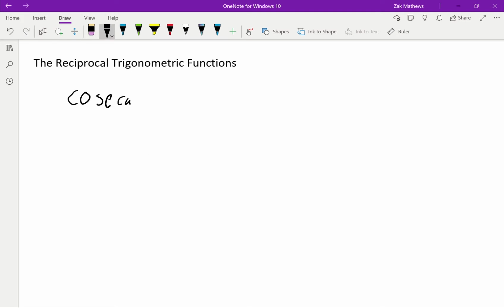cosecant, the secant, and the cotangent. Cotangent, notice we hear tangent right in it. Three reciprocal trig functions, and then we're going to have their inverses the same way we did for the trig functions, the three basic ones. But let's see how these things work.